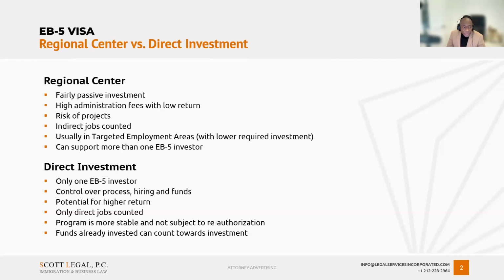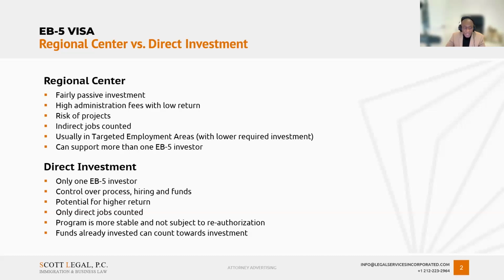So when we think about regional center and direct investment, and the different profiles of the people who are really interested in these two types of investments, the regional center profile is usually someone who wants a fairly passive investment. They don't really want to do very much. They want to give somebody else the money and have them take care of it, because as we'll talk about a little bit later, there are things that have to be done. You have to create jobs in order to get the green card. So they prefer not to do that.